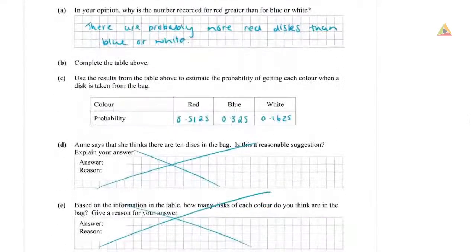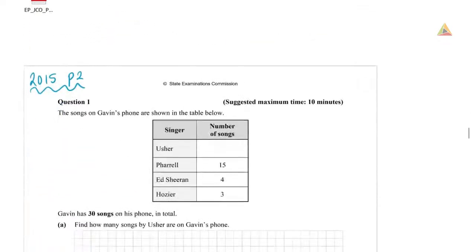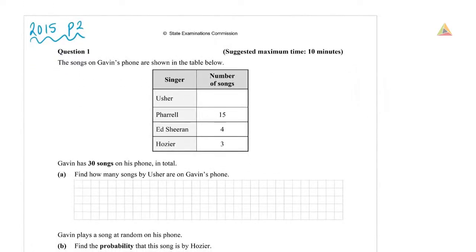Now I've actually crossed out part D and part E because it isn't relevant to the new junior cycle course, so we're going to move on. So we're on to 2015 paper 2 now.